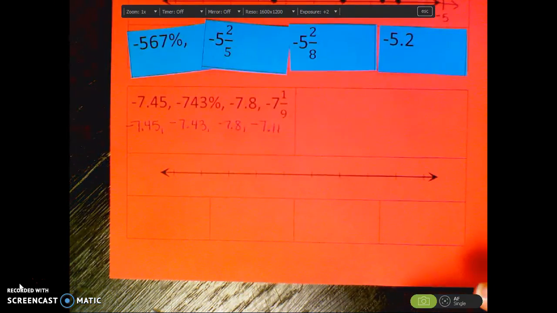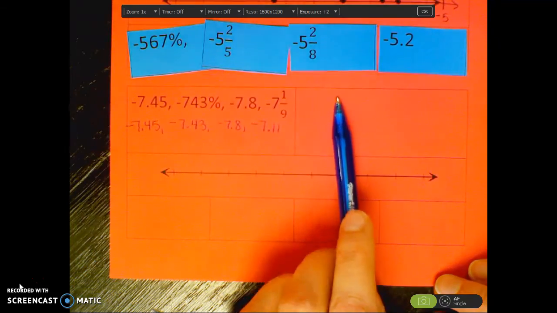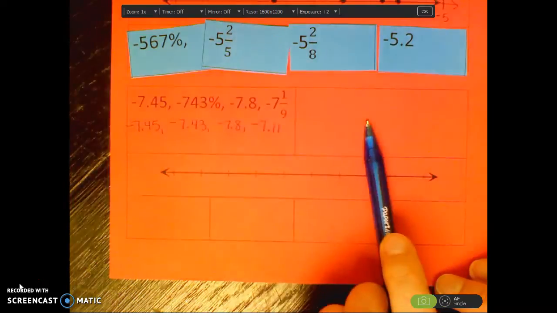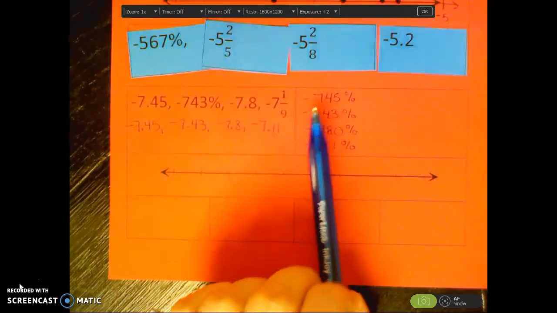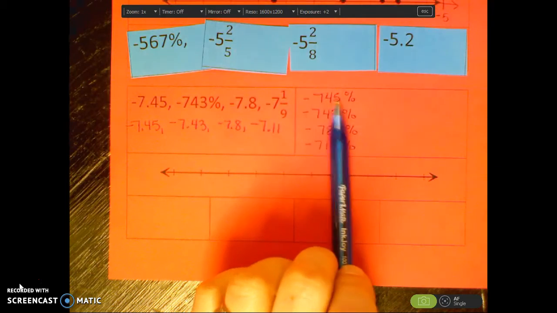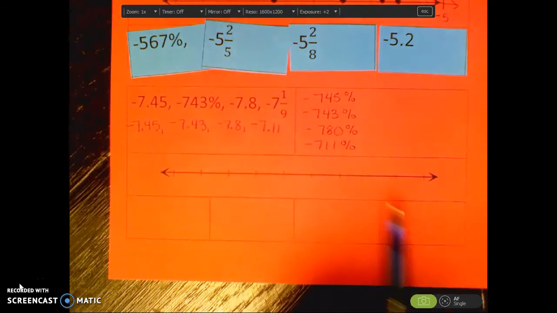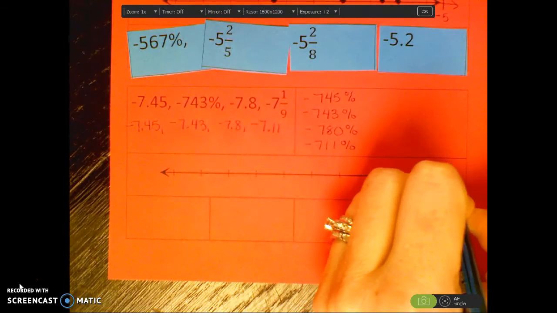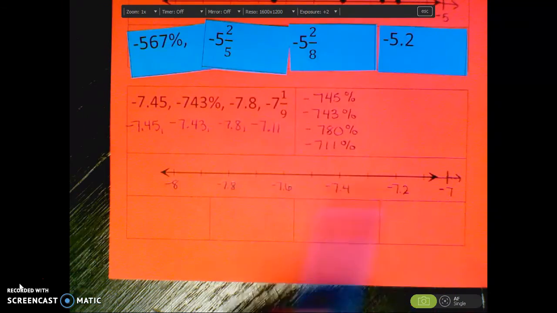What I want you to do this time is pause the video and change these to percents in this box. So you're going to pause the video, change all of these to percents, and write them in this box. Okay, now these are all changed to percents. Negative 745%, negative 743%, negative 780%, negative 711%. Okay, I'm going to extend my graph. How about you pause this video and create it? Okay, the number line is done.